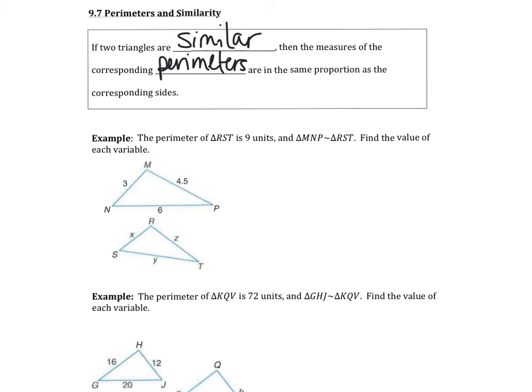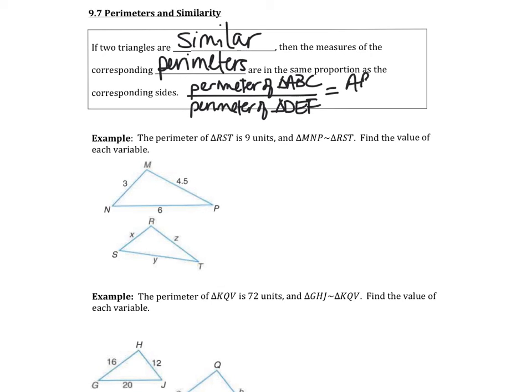So if I put this in words, the perimeter of triangle ABC to the perimeter of triangle DEF is the same ratio as AB over DE, BC over EF, and AC over DF. They all have the same ratio. Excuse me.